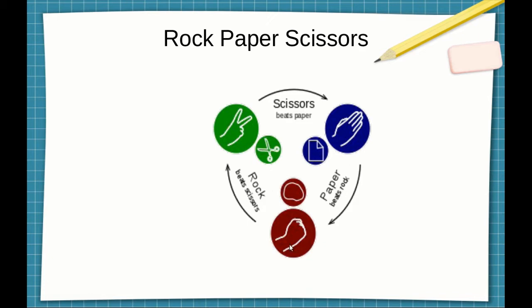Rule number 2, a player who plays paper will beat a player who plays rock because, as we have said, paper can cover the rock, but will lose to a player who plays scissors because scissors can cut paper. Number 3, a player who plays scissors will beat a player who plays paper because scissors can cut paper, but will lose to a player who plays rock because rock can smash the scissors. So basically, it's as simple as that.